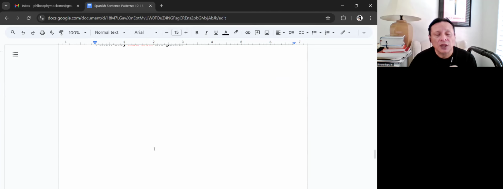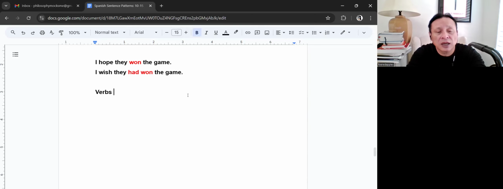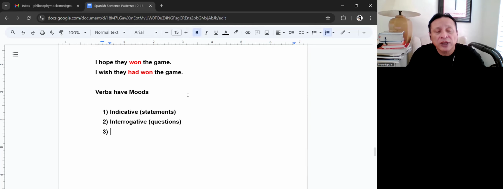Okay, so let me just put this. So verbs have what we call moods, and the most common ones, the ones that we learn almost always, are the indicative mood, right? For like statements, whether true or false about the world. We have the interrogative mood, which are basically questions. We have the imperative mood, which are basically commands, like go make me a sandwich.